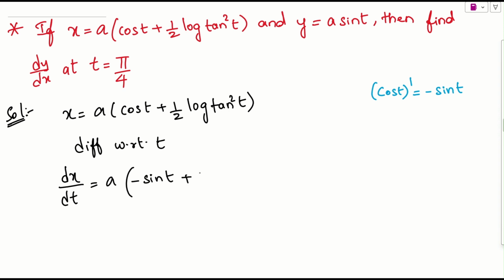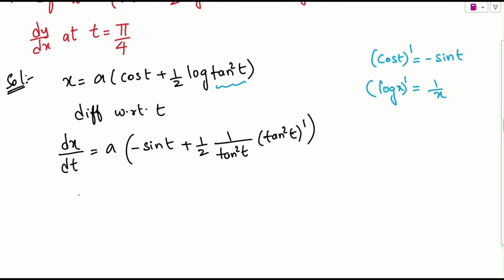Plus 1 by 2 will be taken out. Agree? So let me write it down. What is log x derivative? Log x derivative will be 1 by x. Is it okay? This is 1 by, in place of x, what we were having, let me show you. This is tan square t we are having. So actually I can write it as 1 by tan square of t. Agree? And inside tan square I need to apply the derivative, so let me take the derivative of tan square of t.